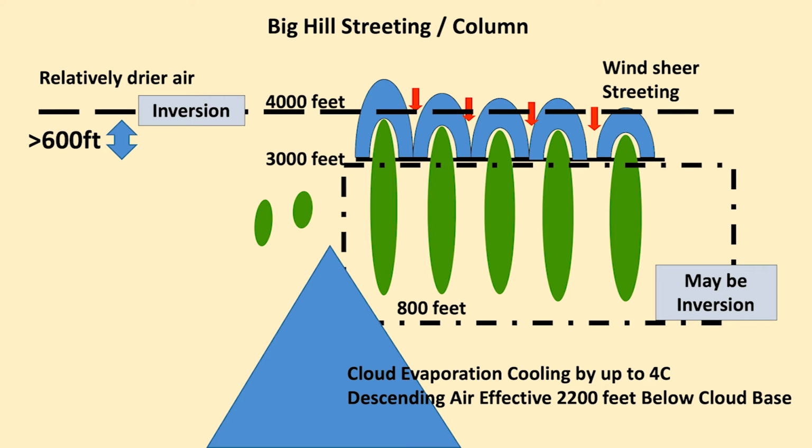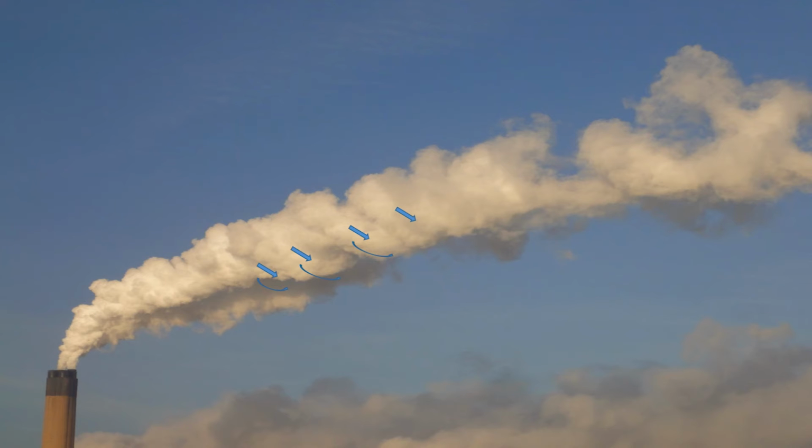Of course, it doesn't have to be a power station. It can be a hill. The air is driven up by the wind from the left, forcing humid air into an unstable layer. Here we have a visual understanding of the mechanism of streeting.